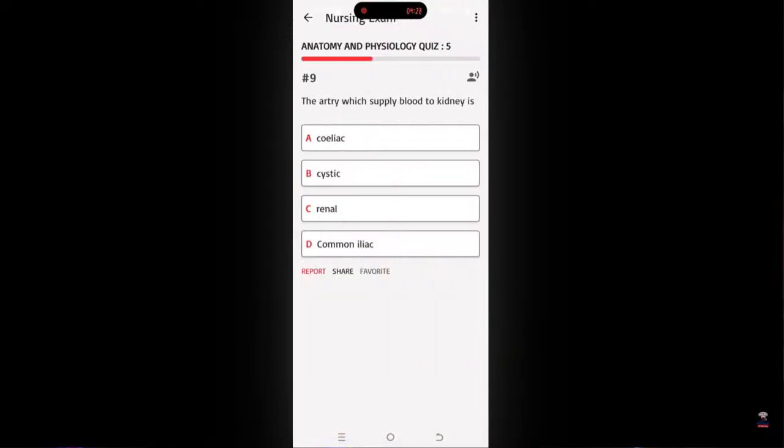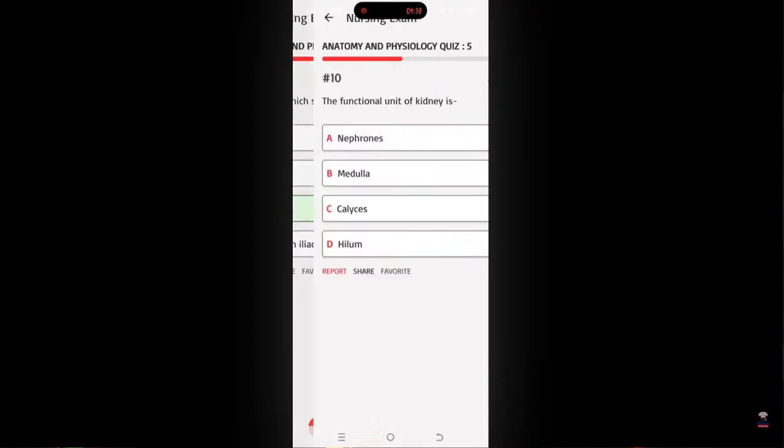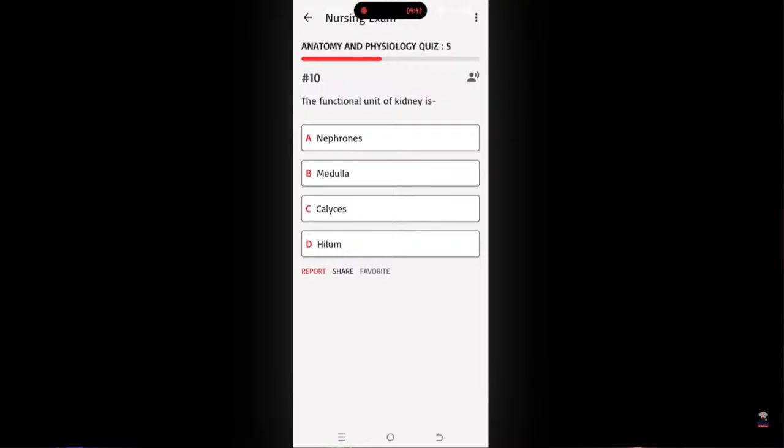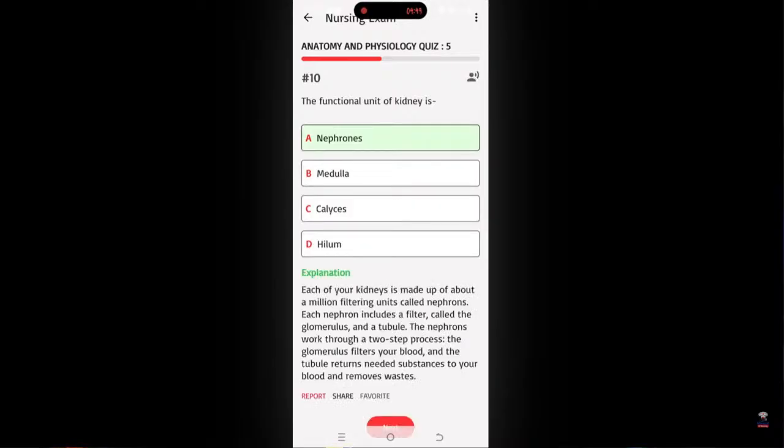The artery which supply blood to kidney is A. Coeliac, B. Cystic, C. Renal, D. Common iliac. Correct answer. The functional unit of kidney is A. Nephrons, B. Medulla, C. Calyxes, D. Hilum. Correct answer. Each of your kidneys is made up of about 1 million filtering units called nephrons.